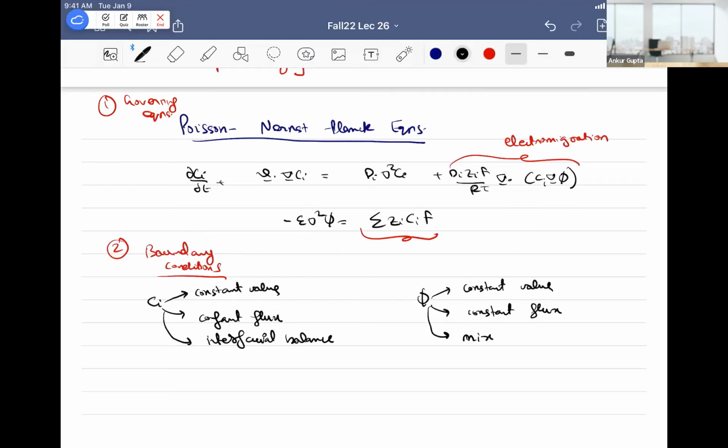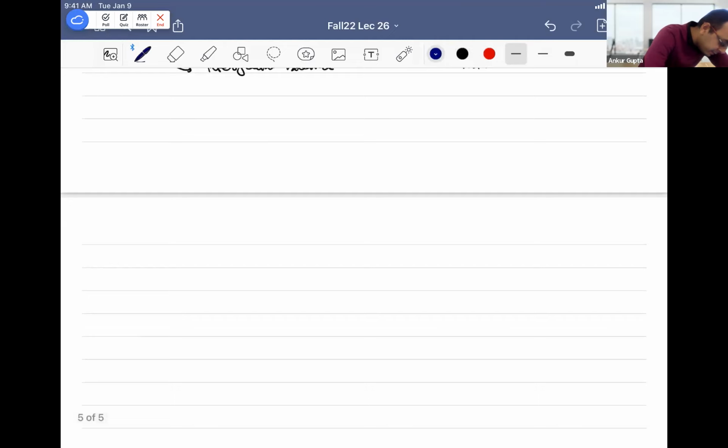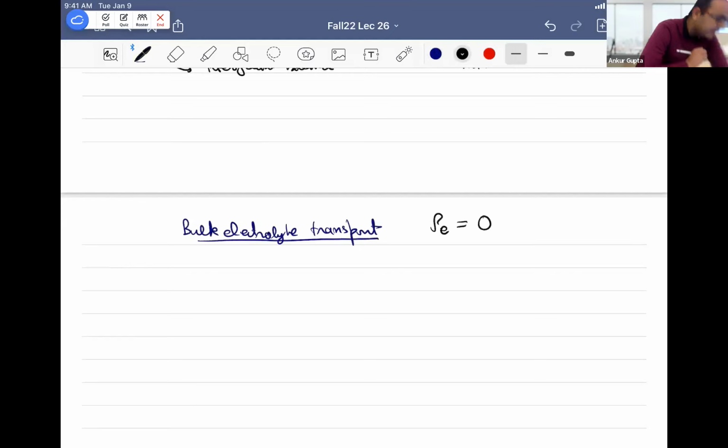All right, let's get started. So for the remainder of the lecture today, we'll discuss a very simple topic, which was alluded to in the Q&A, and that's bulk electrolyte transport. So we'll discuss bulk electrolyte transport. Okay. And that basically means that rho E is equal to 0.